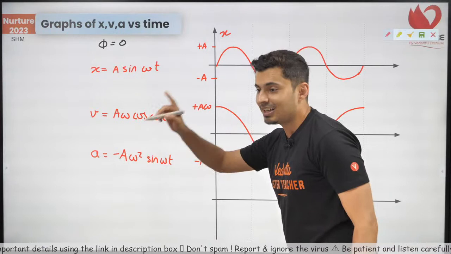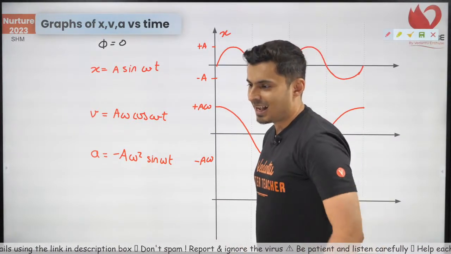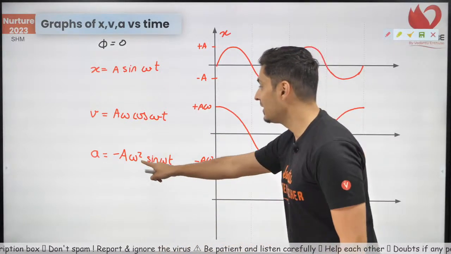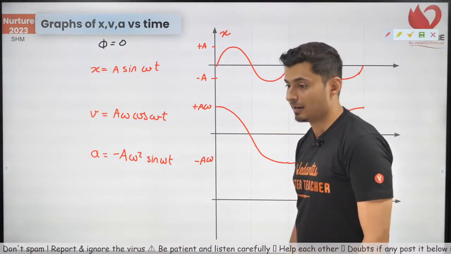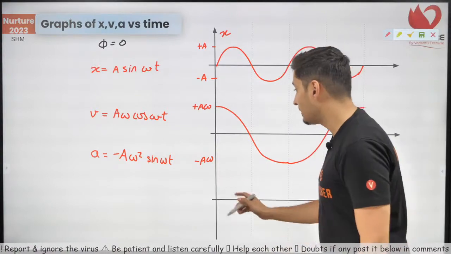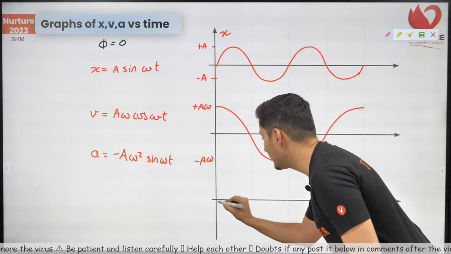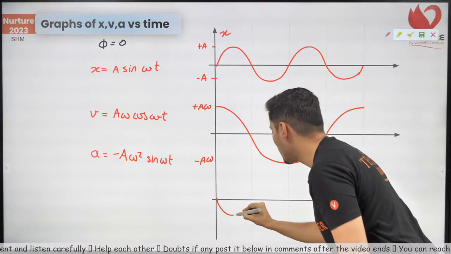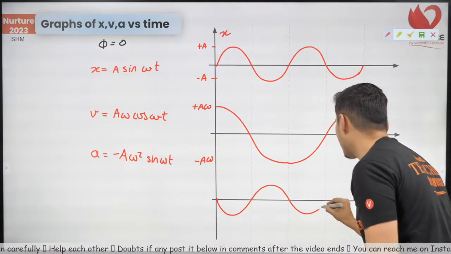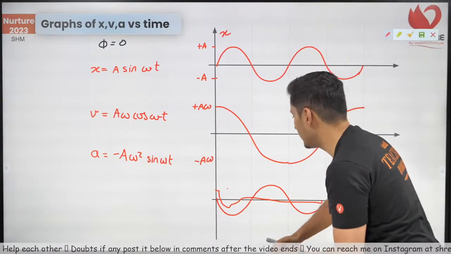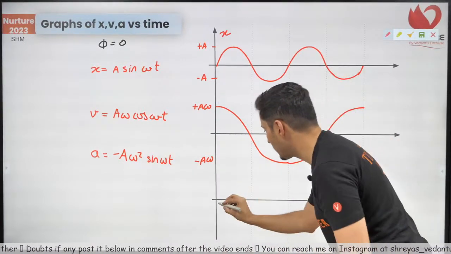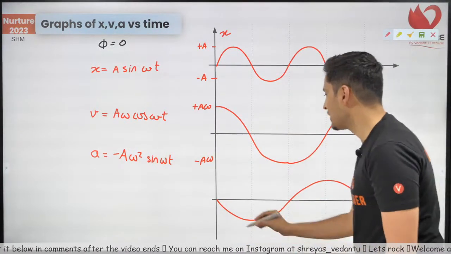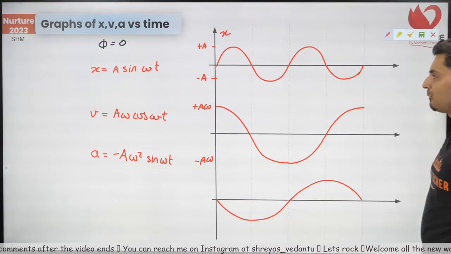How will the acceleration graph look like? Think about it. The acceleration graph is a negative sine graph. If it is a negative sine graph, what will happen? Sine graph is like this. The negative sine graph will be like this. Oops, sorry, wait a minute. I should make use of proper, yep. So it will go like this, like this, like this, and like this. So this is how the acceleration graph will look like.